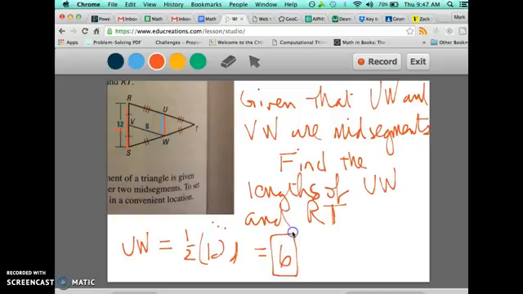All right. Now, what's RT? RT is over here. Well, what other information do they give us? Well, they give us VW as another midsegment. VW is half RT. VW is 8. So 8 is half RT. So in other words, 8 is half of what?